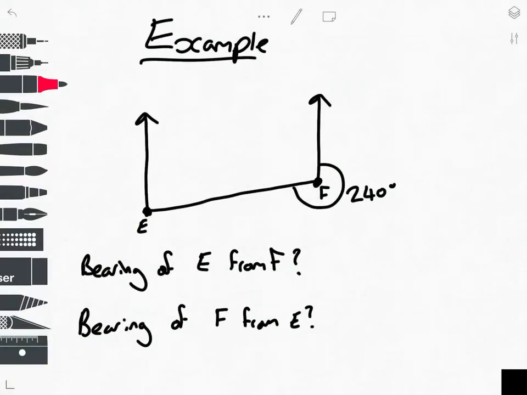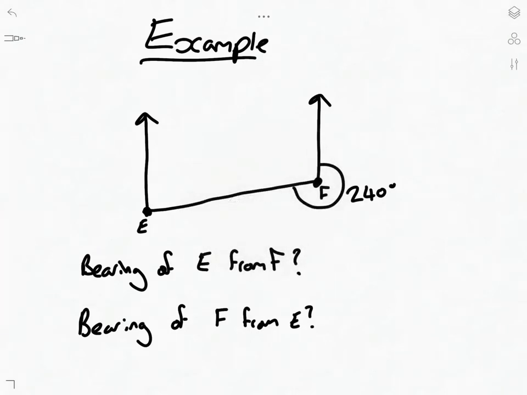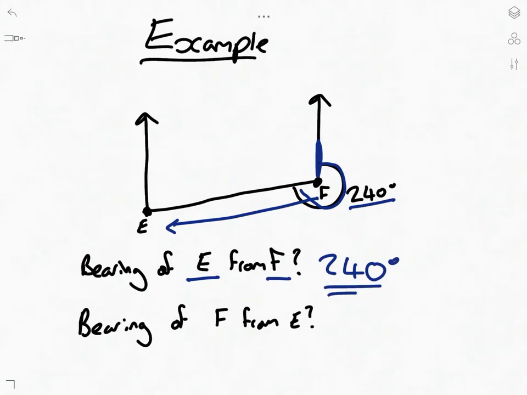Okay, one last example. Just the same sort of thing, but a little bit different. Bearing of E from F. So we're going from F to E. We're going from the north, going clockwise, 3 digits. It's given us the answer. It'll sometimes do that in bearings. So if it gives you the answer, just write it down.